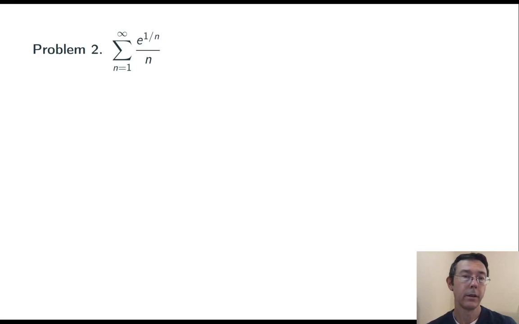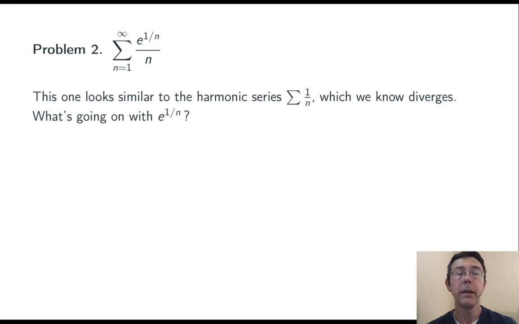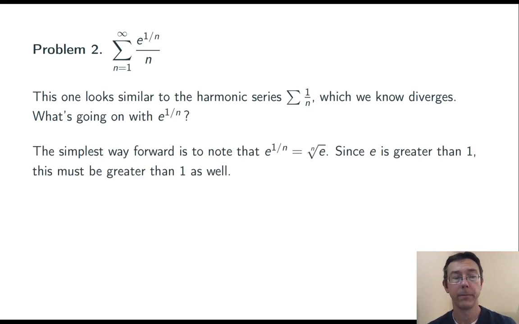Problem 2. Sum n equals 1 to infinity, e to the 1 over n. So I immediately see the 1 over n inside the summation, and I think about the harmonic series, which is one of the most important divergent series that we know. So I just want to think about e to the 1 over n for a second.